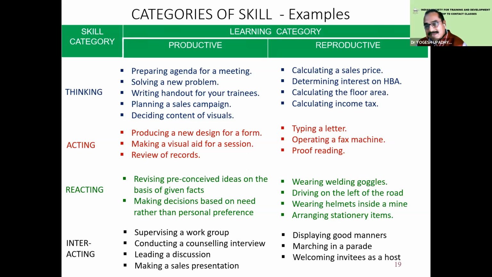Then interact. I will explain what is productive. Productive means it can be done differently by two persons. Reproductive means all will do it the same way. Wearing welding goggles, you will also wear, I will also. With the reproductive way, we will explain once and carry on. But with the productive way, we have to tell them the procedure, how you can do it the best way.